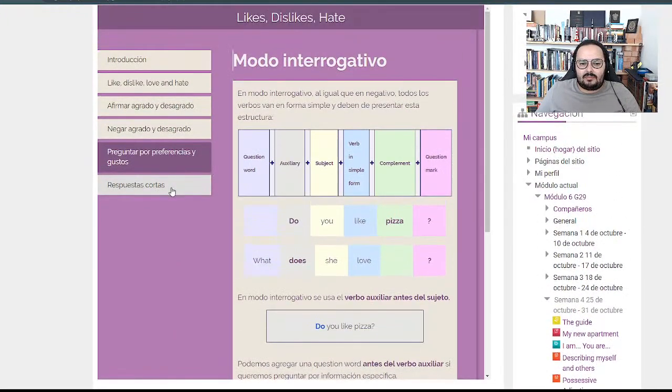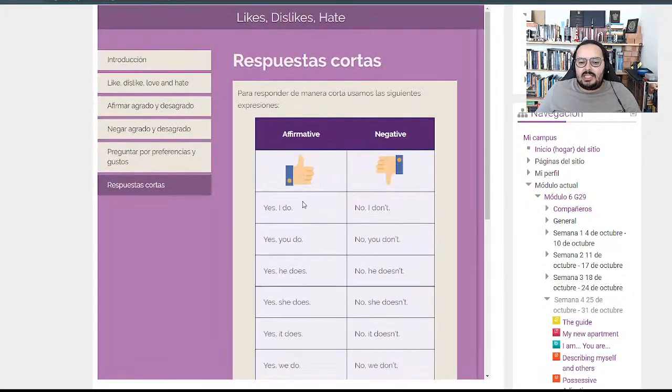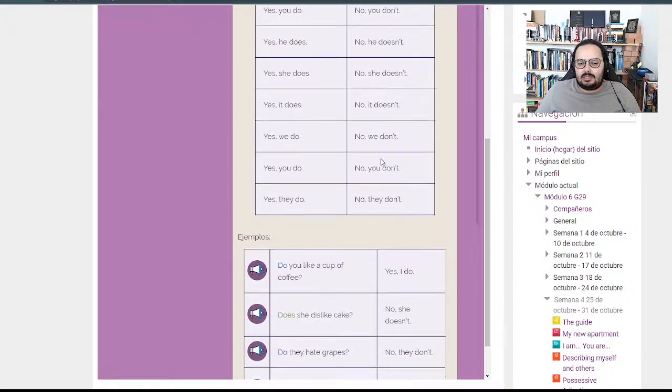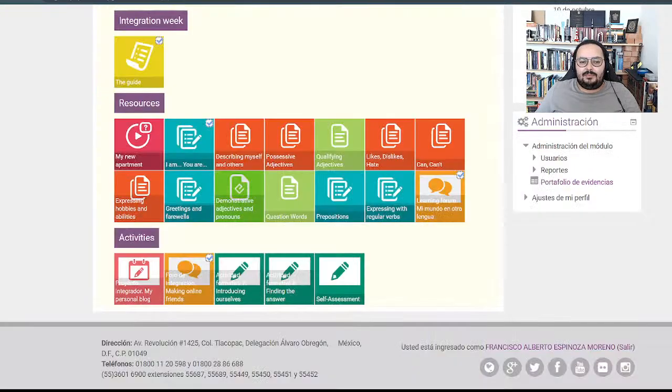Now, how are we going to answer? If it's a yes, no answer, yes, I do. No, I don't. Yes, the other person does, whatever. Yes, subject do. No, subject don't. Yes, subject, he, she, or it does. No, subject, he, she, or it doesn't. Okay, and here's some examples. And this is all for likes and dislikes.